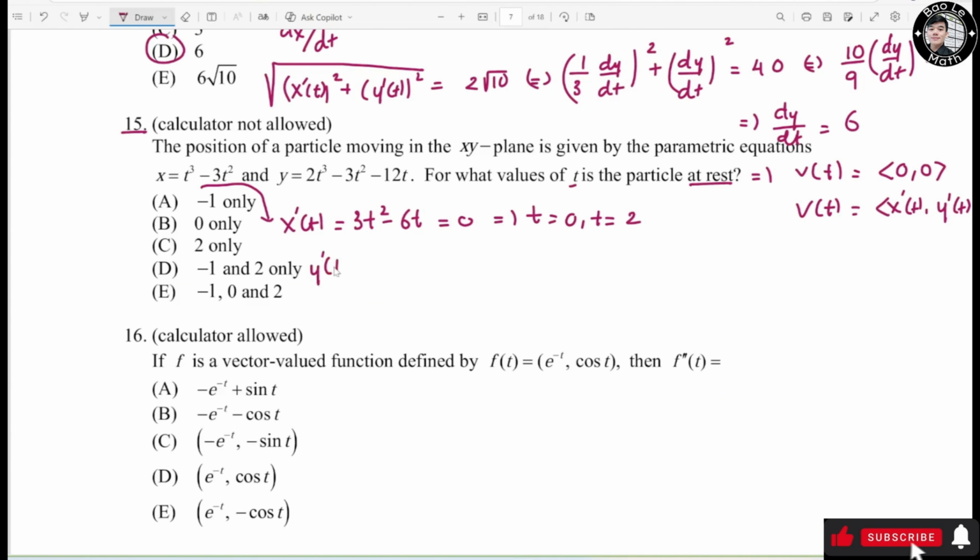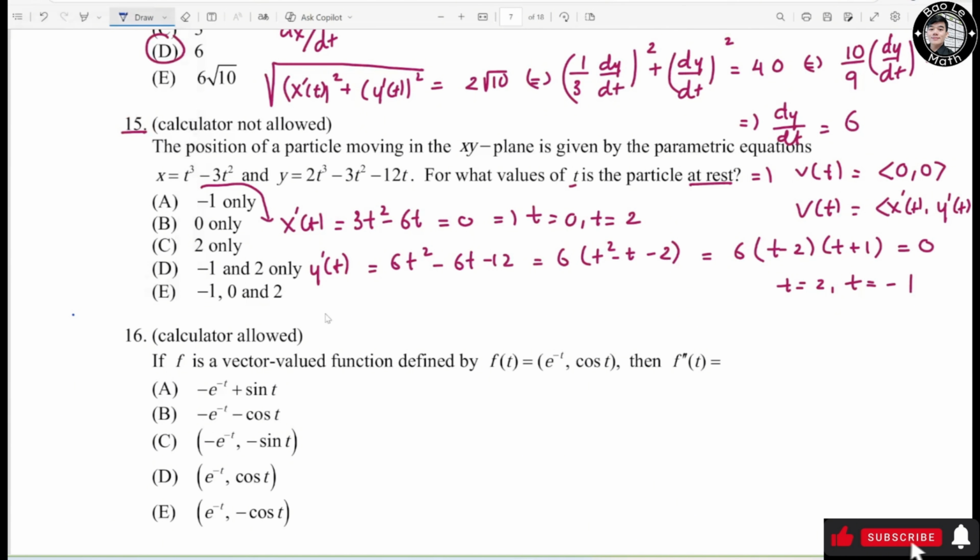Now y prime of t is 6t squared minus 6t minus 12, right? And then you're going to factor 6 out. So we have t squared minus t minus 2. It's going to be 6 times t minus 2 times t plus 1. Now we're going to let this one equal 0, so t equals 2 and t equals negative 1. Look at the common term right here, t equals 2 and t equals 2 right here. So the answer must be C.